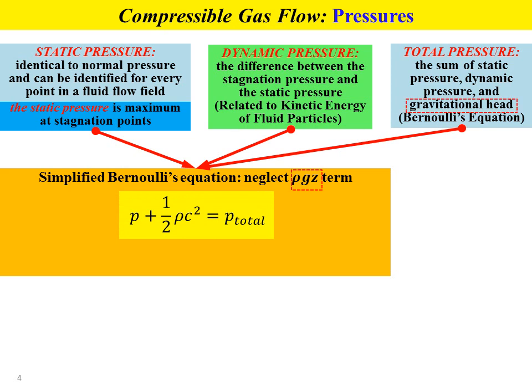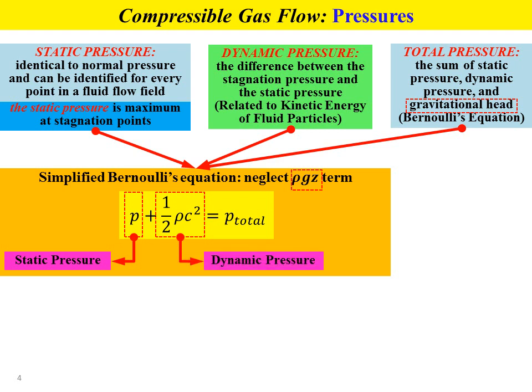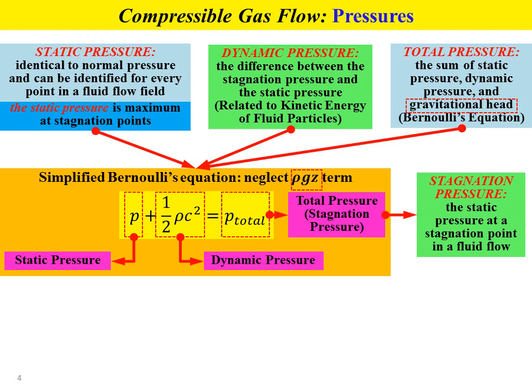Okay, so this is the simplified Bernoulli equation. We have 3 terms in the simplified Bernoulli equation. For the first term, P represents the static pressure. The second term, half rho c square, represents the dynamic pressure, and P total represents the total pressure. Total pressure is actually the same as the stagnation pressure, where the definition of the stagnation pressure is the static pressure at a stagnation point in a fluid flow.